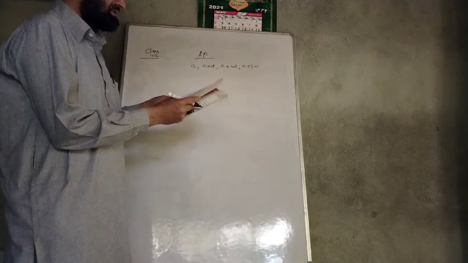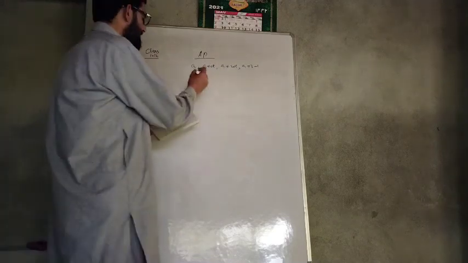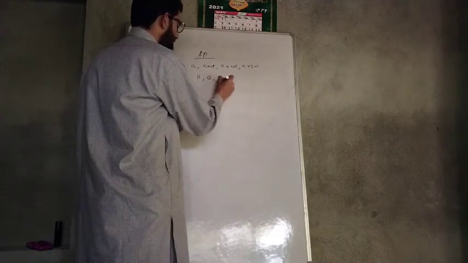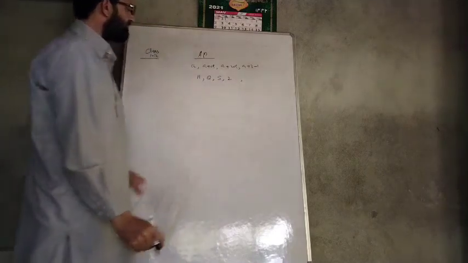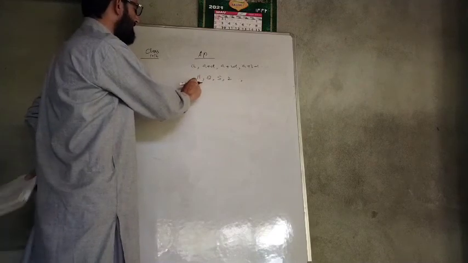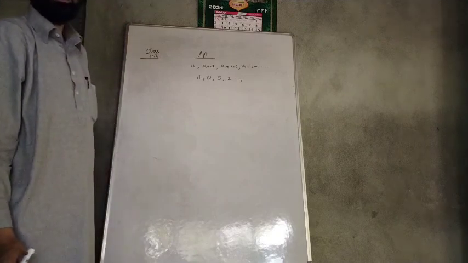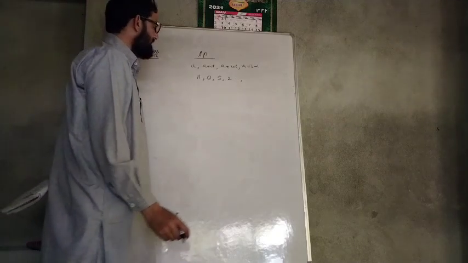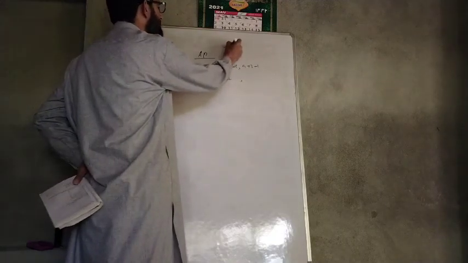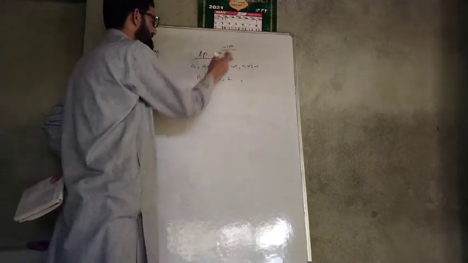Now question number 6 reads: check whether minus 150 is a term of this AP. The AP is given: 11, 8, 5, 2, and so on. You see the common difference is the same throughout. 8 minus 11 is minus 3, 5 minus 8 is minus 3, 2 minus 5 is minus 3. So when the common difference is the same, it is said to be an AP. Now you have to check whether minus 150 is a term in this AP.